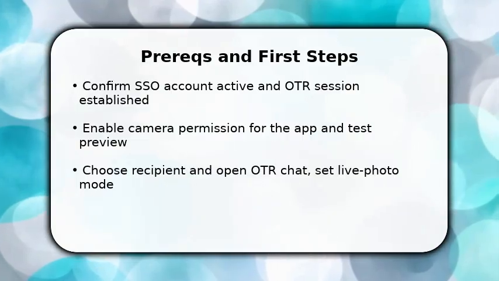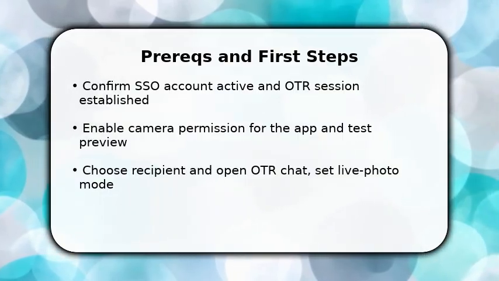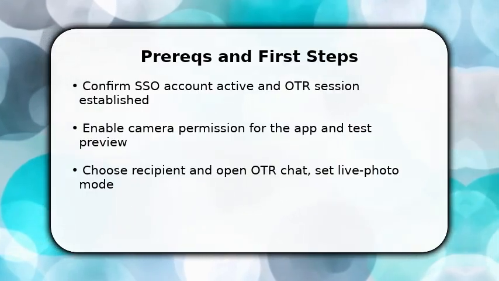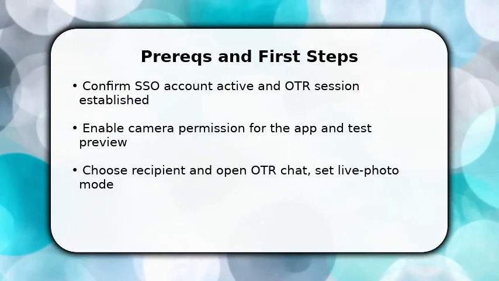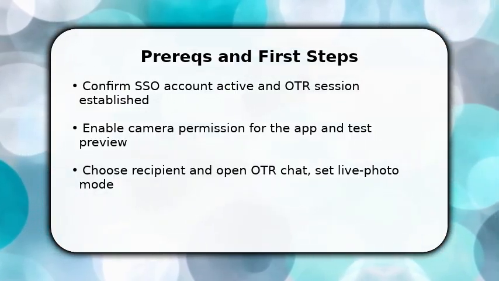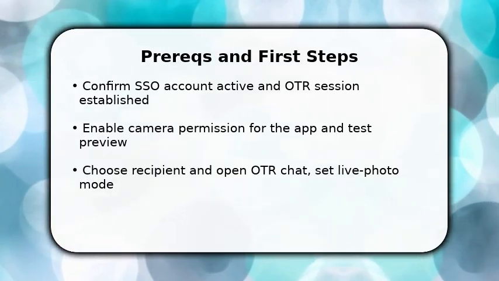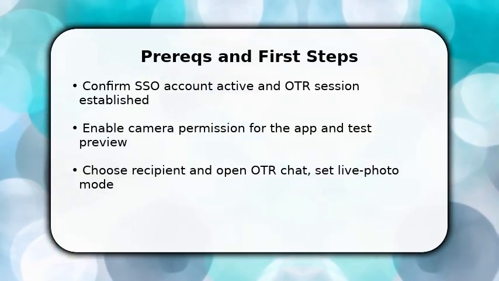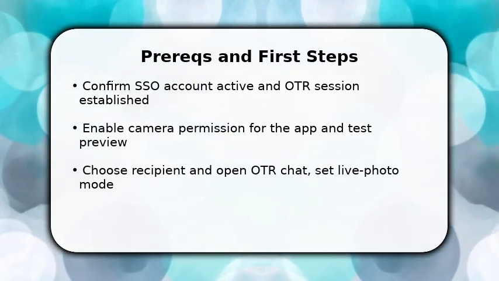You start by confirming the SSO account is logged in and that an off-the-record chat session is active. This authenticates both ends. Next, grant the app camera permission and preview the feed so framing is predictable. Once done, open the specific OTR conversation and select live photo mode rather than static image. You do this now because live captures require a secure channel and real-time access to the camera stream. Doing it in this order prevents permission or authentication errors later.